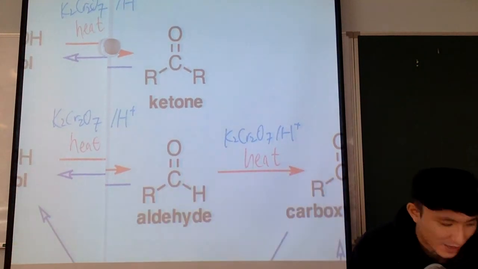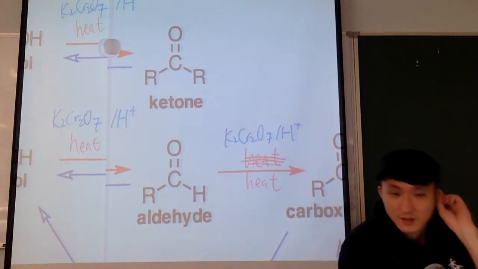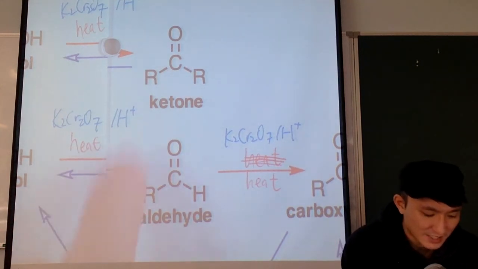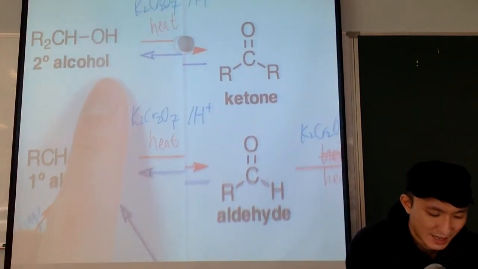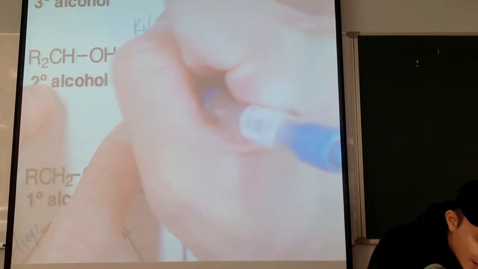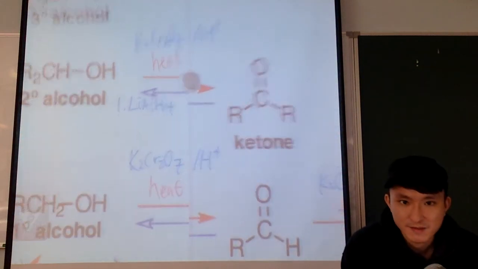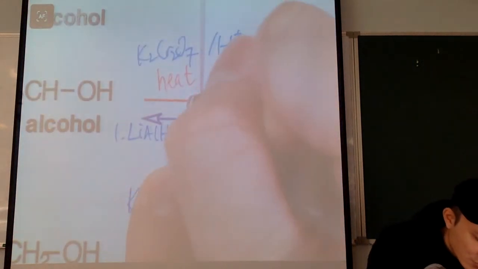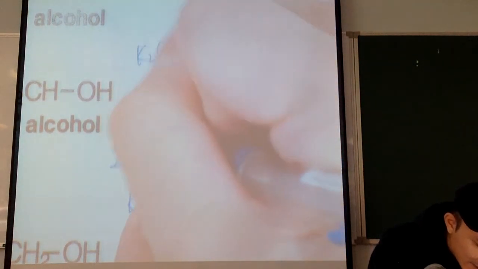Actually, we better put this one at the bottom here. And then aldehyde, ketone, carboxylic acid, they can all be converted back to alcohol. So that one will be a reduction. For reduction, you will do LiAlH4, in dry ether, and then we add acid.